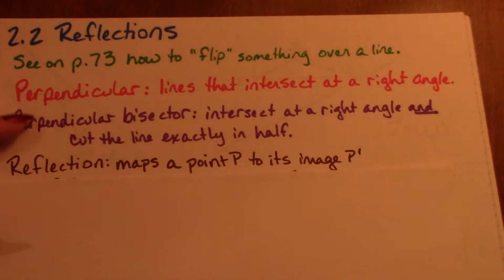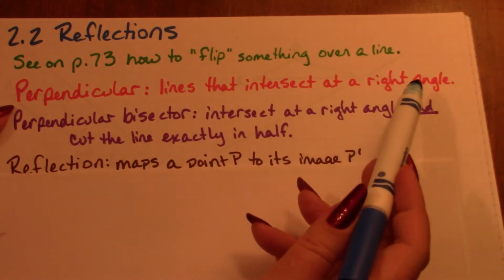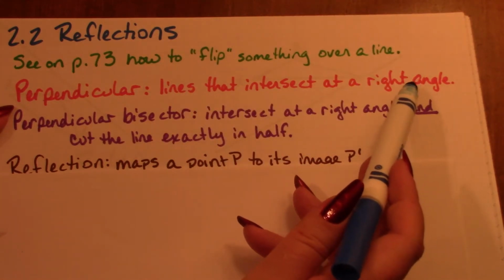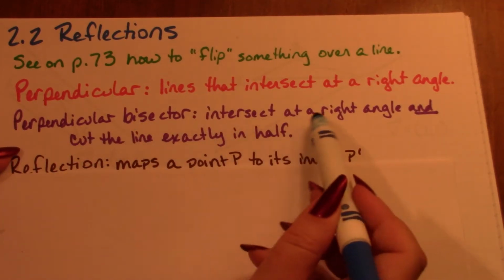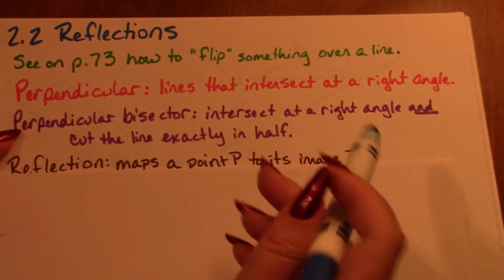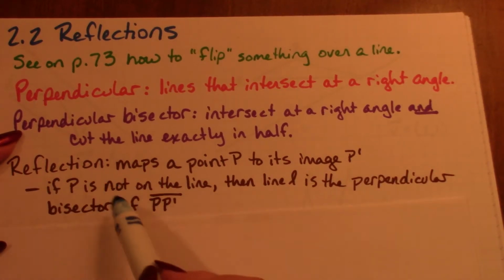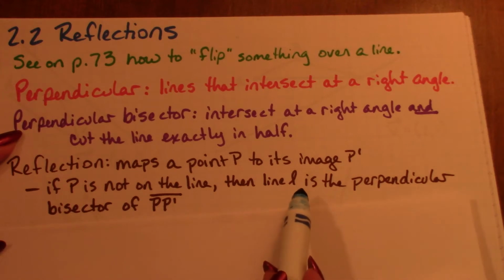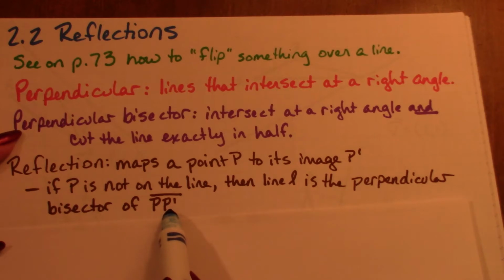Our vocabulary here, we're looking at the word perpendicular. Those are lines that intersect at an exact right angle. Exactly 90 degrees makes perpendicular. A perpendicular bisector are lines that intersect at a right angle and cut the line exactly in half. And a reflection maps a point P to its image P prime. If P is not on the line, then line L is the perpendicular bisector of line P, P prime.